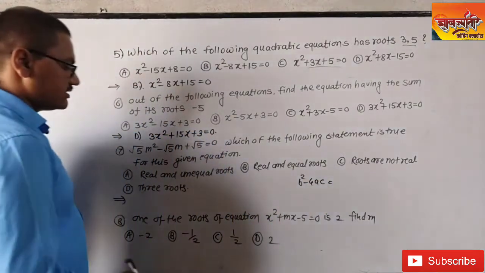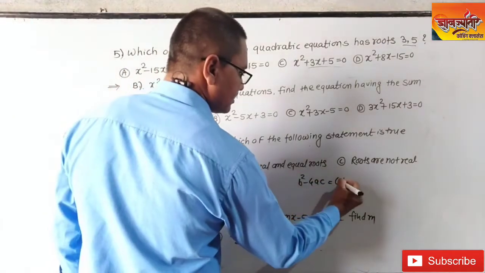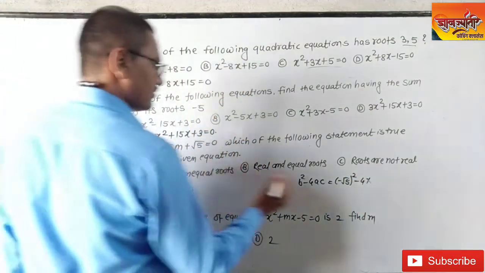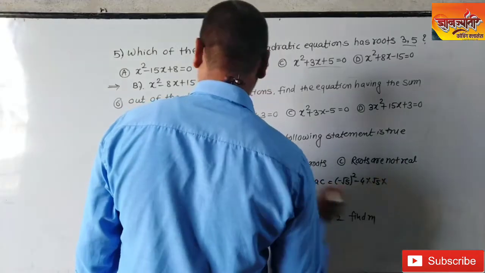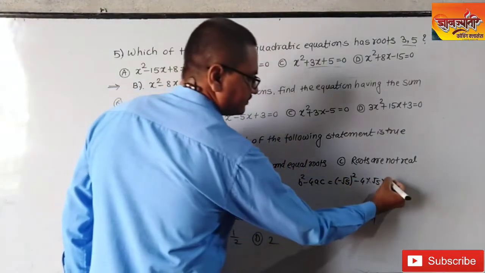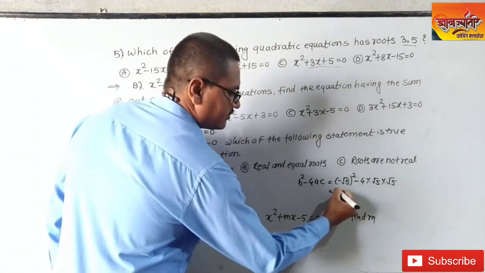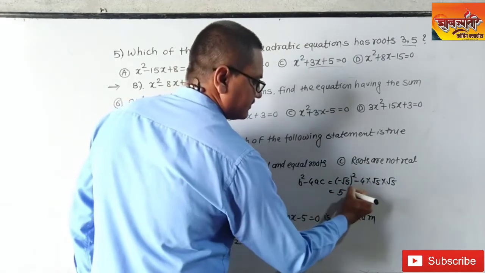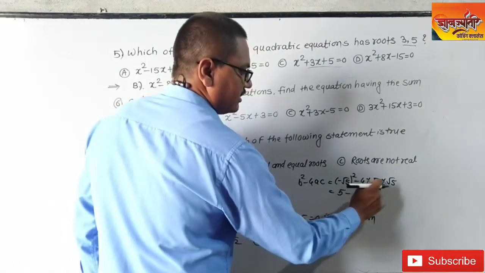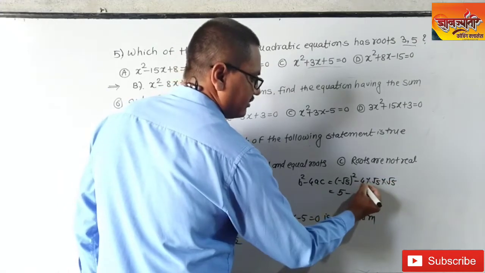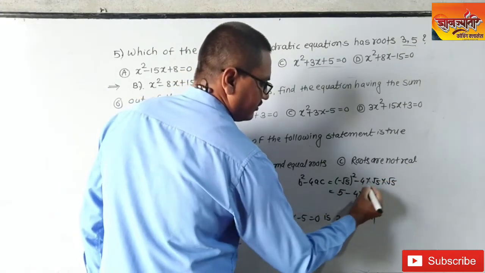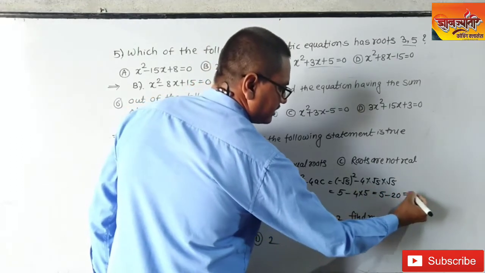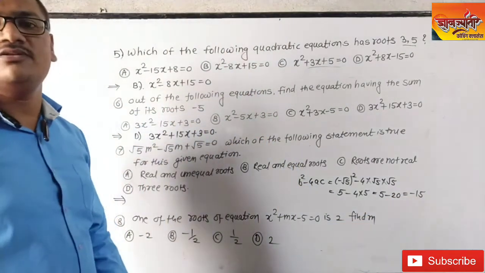Here b is −√5, a is √5, and c is √5. Substituting, we get (−√5)² − 4 × √5 × √5. That is 5 − 4 × 5, which is 5 − 20, so the answer is −15. The required value is −15.